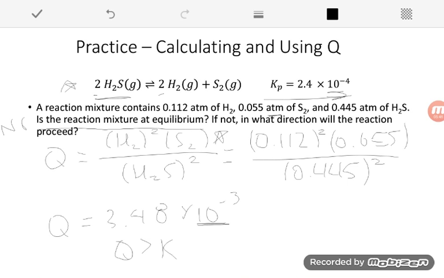In what direction will the reaction proceed? Well, if I have too many products, which I can tell because my number is too big, then it must need to go backwards and proceed towards reactants.